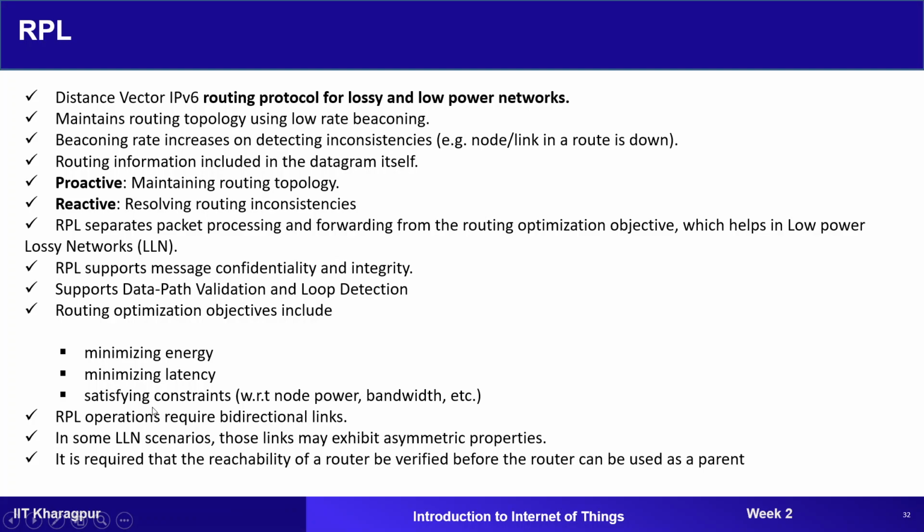RPL operation requires bidirectional links. So basically, in case of RPL, the links are bidirectional, so data can go back and forth. In some LLN scenarios, those links may exhibit asymmetric properties. It is required that the reachability of a router be verified before the router can be used as a parent. So whenever these acyclic graphs are generated, before selecting the parent node, its identity should be verified first.